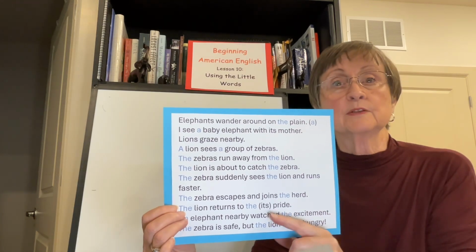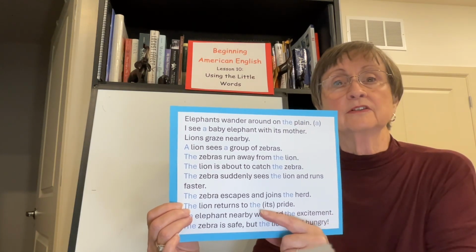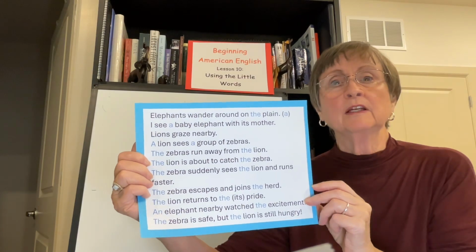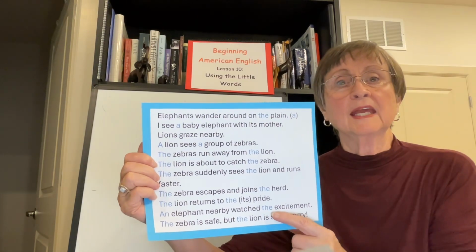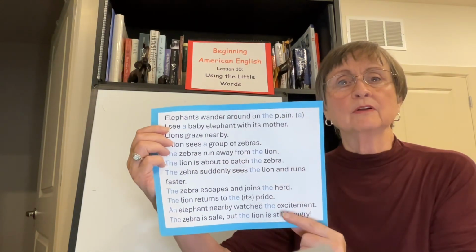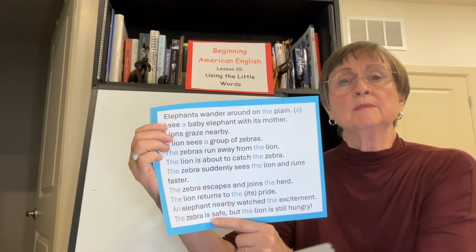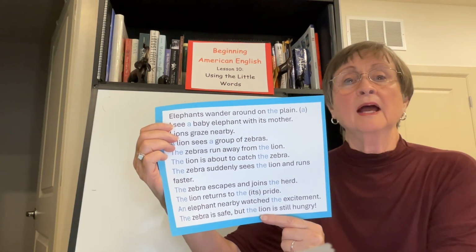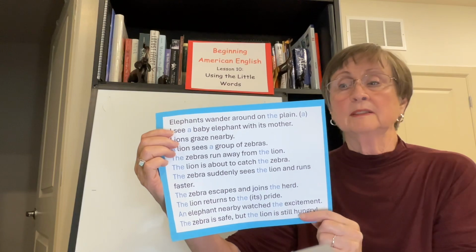I could say its pride. I don't have to say the. I could say its. An elephant nearby watched the excitement. It starts with a vowel, so I'm going to say the. The zebra is safe, but the lion is still hungry.